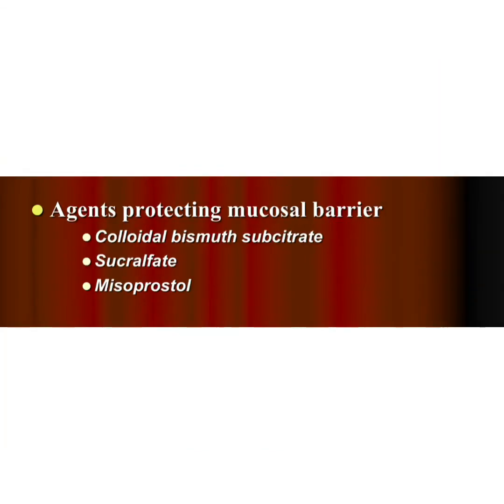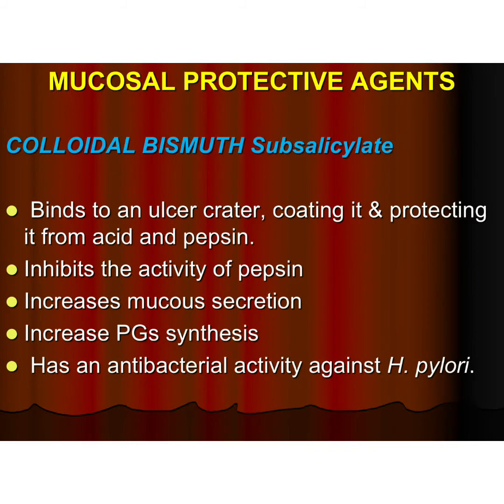Next, we will discuss the agents that basically protect the mucosal barrier. They include colloidal bismuth subsalicylate, sucralfate, and misoprostol. First, we will discuss colloidal bismuth subsalicylate. Basically, these drugs bind to the ulcer crater and coat it, protecting it from the acid and pepsin. They also inhibit the activity of pepsin, which is an aggressor.